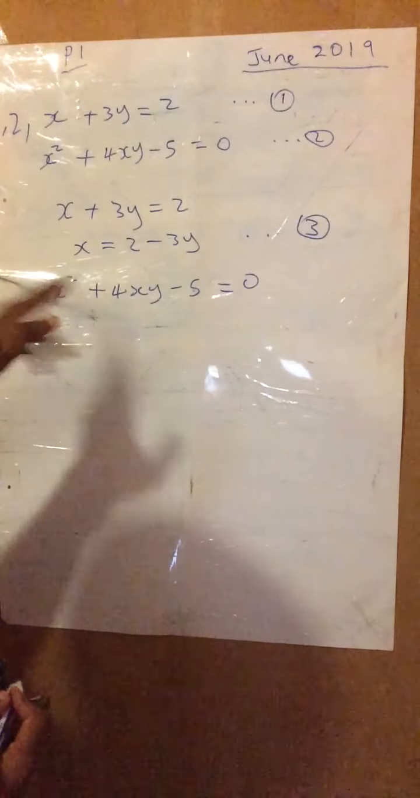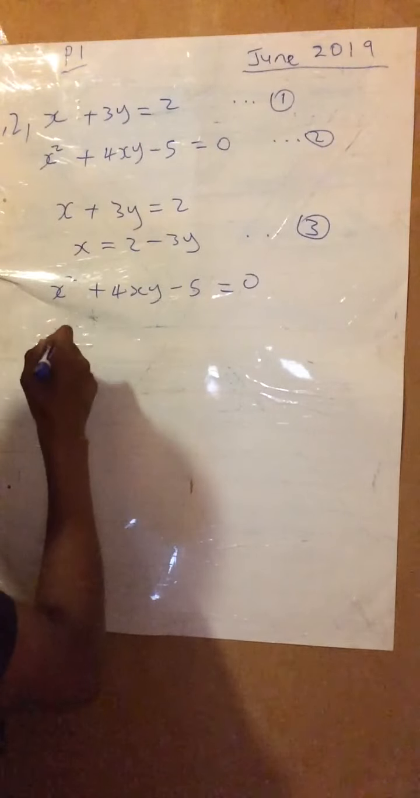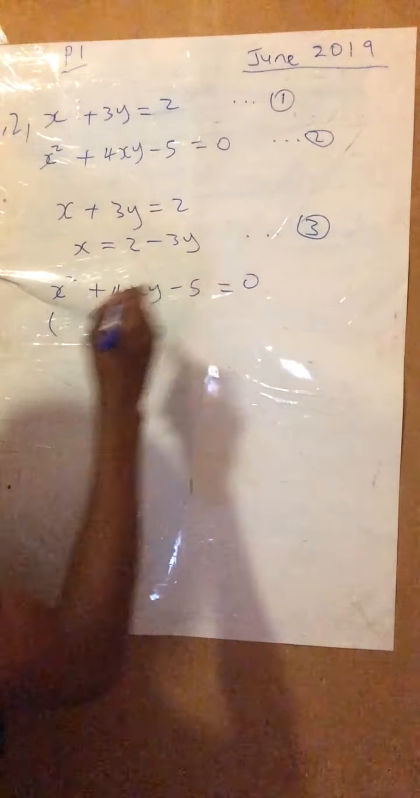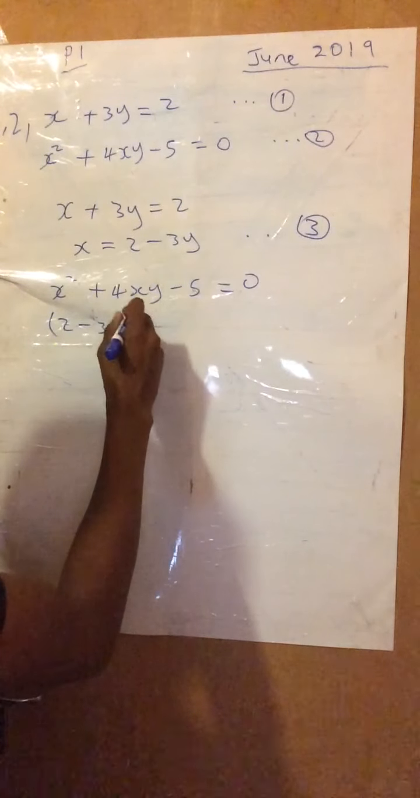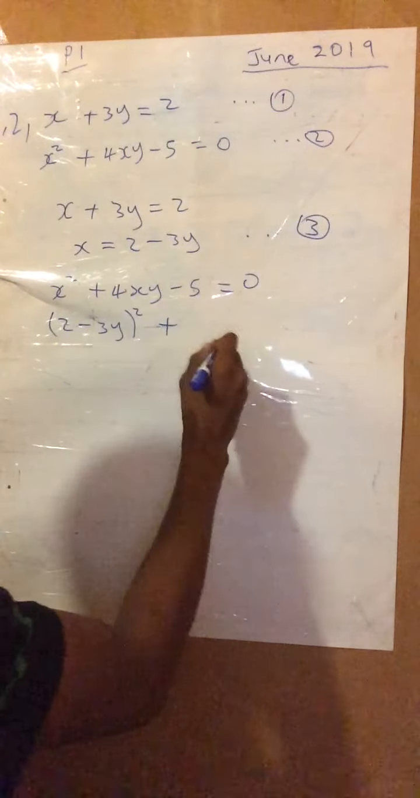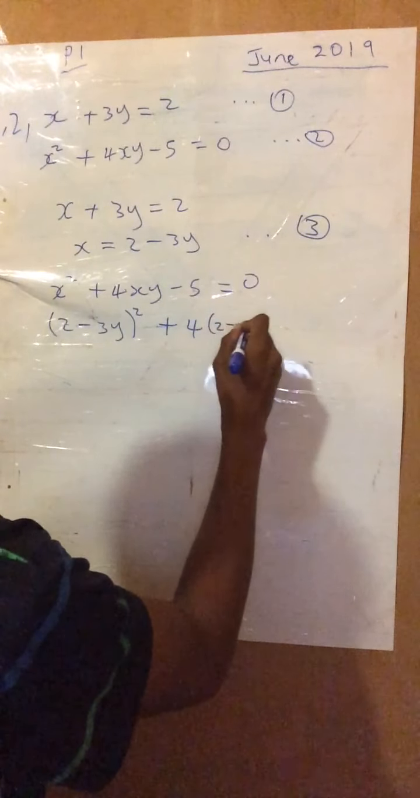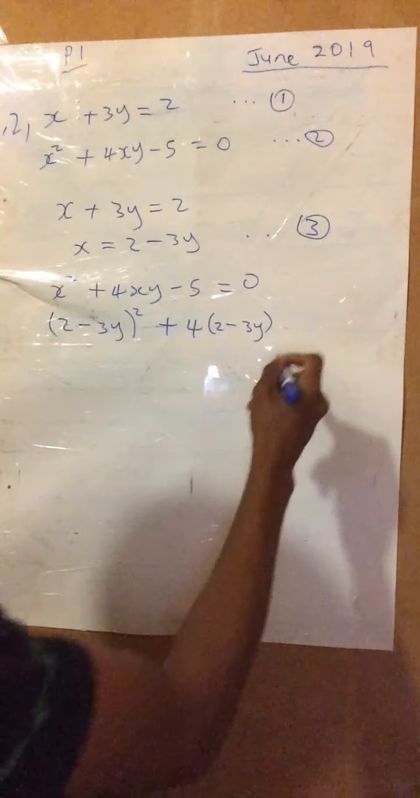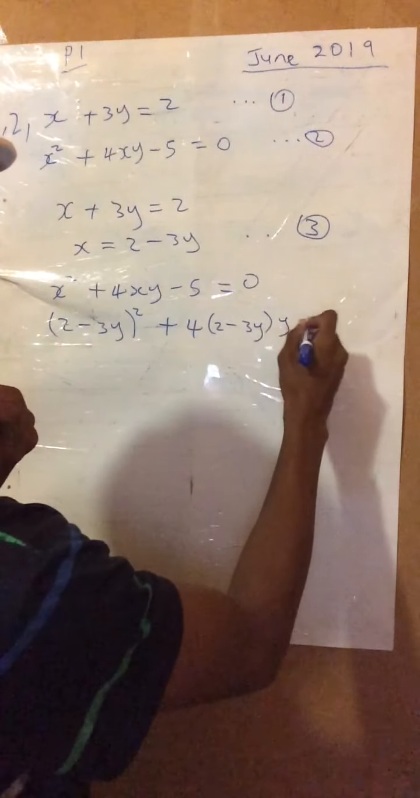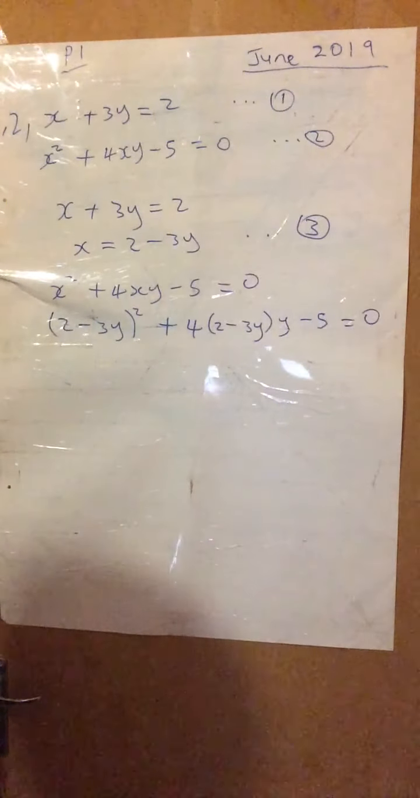So wherever we see x, we simply substitute equation 3. What's our x? Our x is 2 minus 3y. But this was squared, right? Plus 4 of x. Our x is what? It is 2 minus 3y, right? And we have a y there, minus 5 equals 0, right?